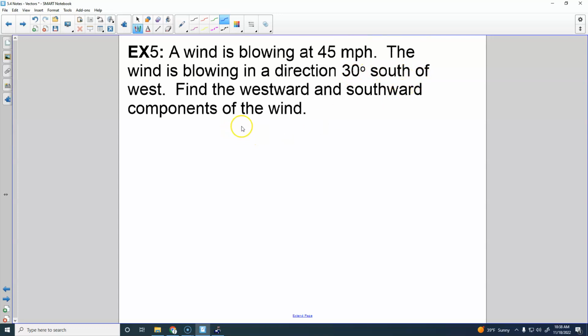So I'm going to draw myself a compass, but south and west are the two sides I'm most concerned with. So I'm going to make it kind of look like this, right? North, south, west is over here, east is over here. And my vector should be going 30 degrees south of west. So this angle right here should be 30 degrees.